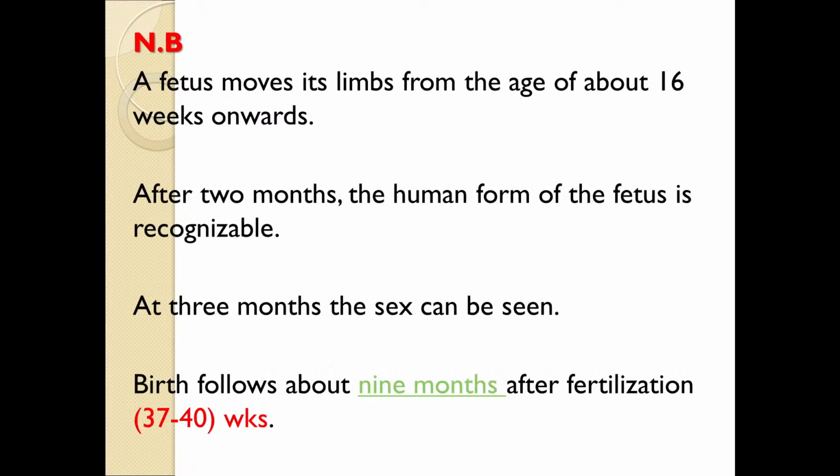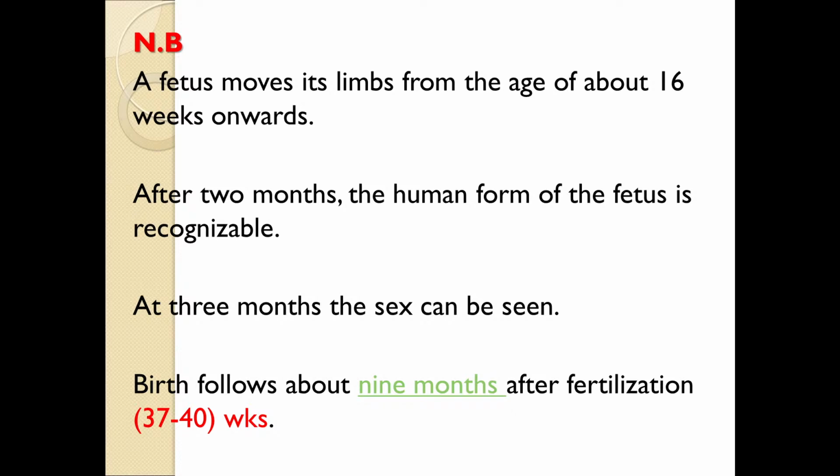Now there are some notes in terms of the whole pregnancy process. There are some to note briefly. A fetus moves its limbs from the age of about 16 weeks. That's about 4 months within the pregnancy, when a female would actually start to feel some form of movement. The limbs mean the arms and the legs.